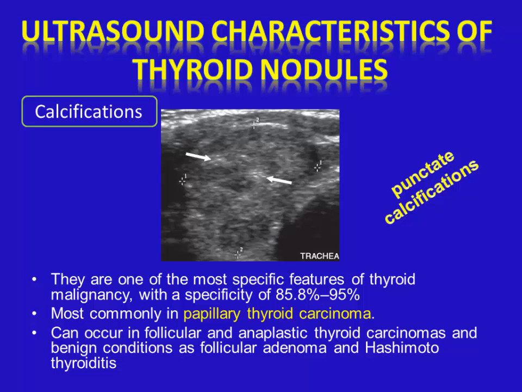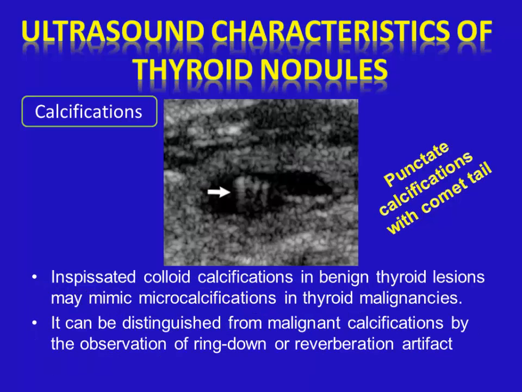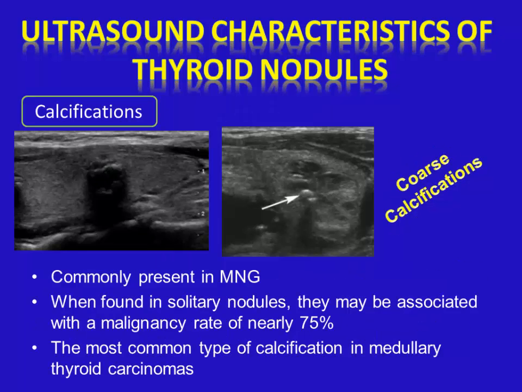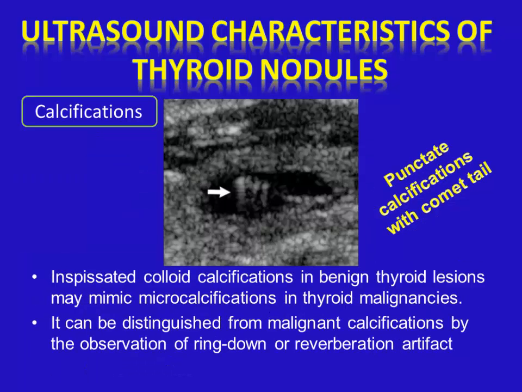The most common, it occurs in papillary thyroid cancer, but it can occur in other types of cancer like the follicular and anaplastic, as well as in benign conditions like in cases of follicular adenoma and Hashimoto's thyroiditis. If these punctate calcifications have what's called the comet tail artifact, as you see here, this is usually associated with colloid cyst, and this is a sign that this nodule is likely to be benign.